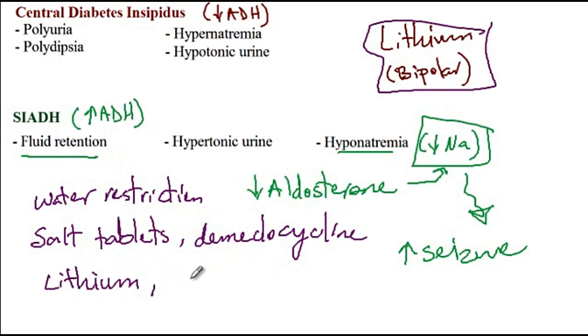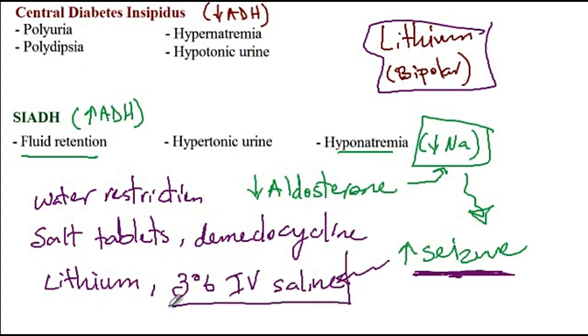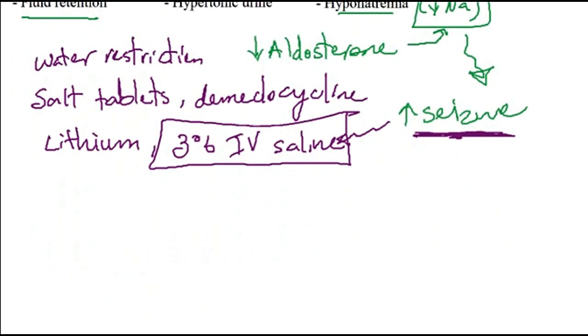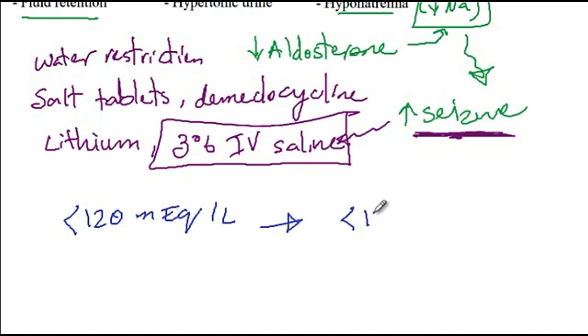And then if the patient is having seizures, then that's the time that you will have to provide 3% IV saline. So once again, if the patient has seizure, then that's the time that you will have to proceed with the 3% IV saline. And so in patients with SIADH, the initial sodium concentration is almost all the time less than 120 milliequivalent per liter. And your goal is to correct for this hyponatremia no faster than 12 milliequivalent per liter.